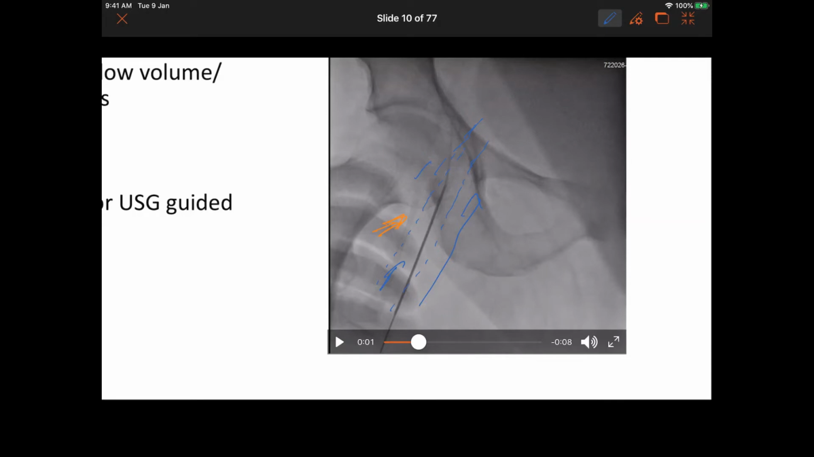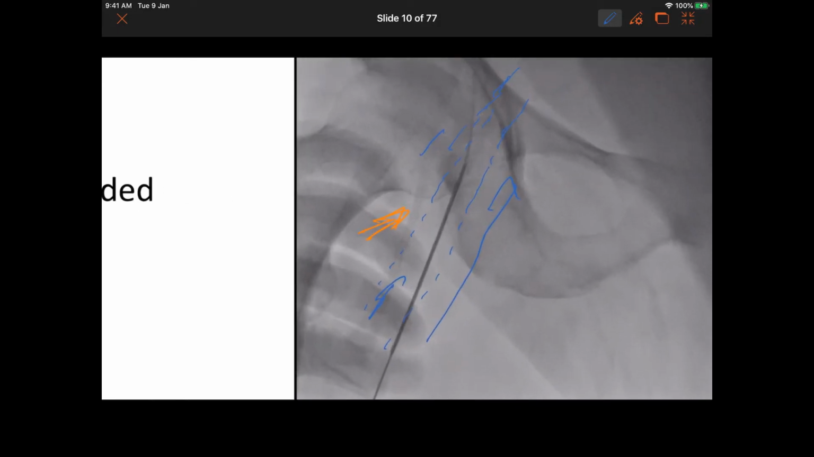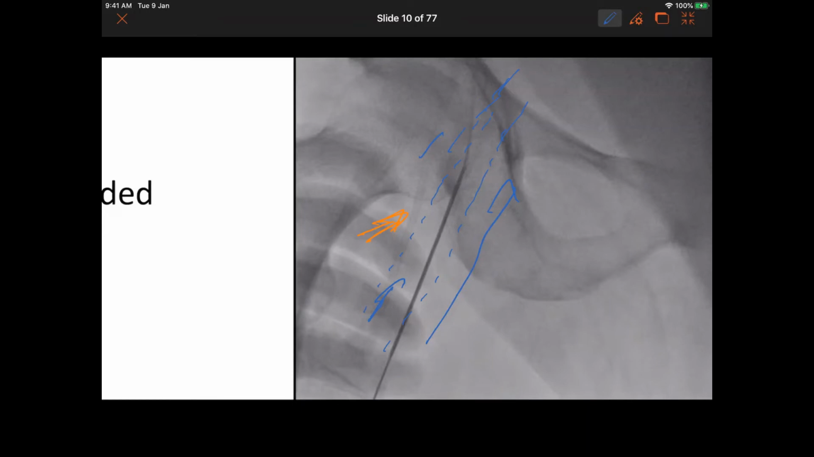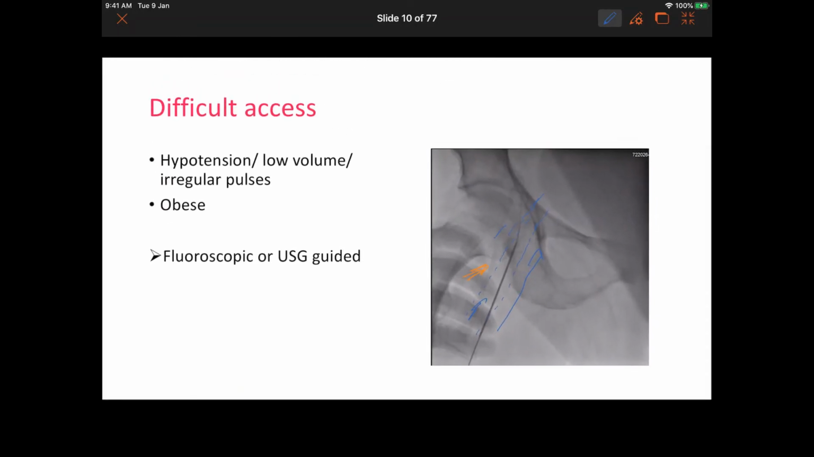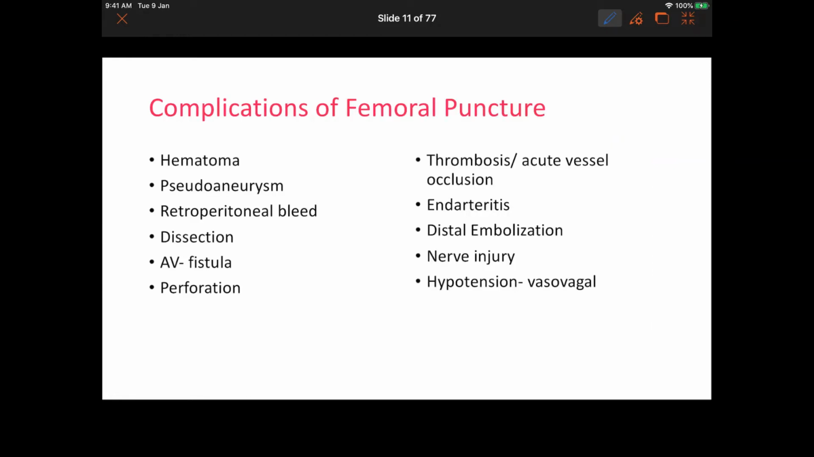So what was done in this case is that we used fluoroscopic guidance, and you can see here that the needle is puncturing just at the inner border of the head of the femur, and you had access into the femoral vein. So this is how fluoroscopic guidance can help you, but definitely if you have a USG available and you are proficient in using that, please go ahead and use it, and it will make your life very easy. So this is what you can do when you have a difficulty in access.